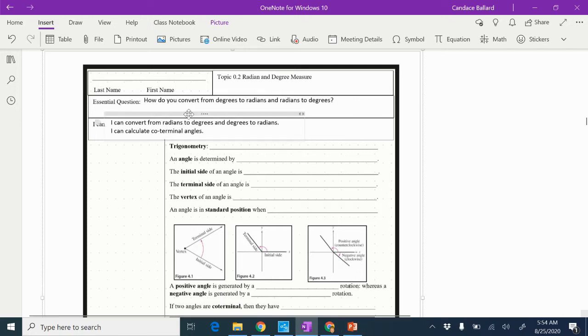So you want to begin your notes by writing down your essential question and your I can statement. So our essential question today is, how do you convert from degrees to radians and radians to degrees? Your I can statements, so these are things you should be able to do by the end of the lesson, is I can convert from radians to degrees and degrees to radians, and I can calculate coterminal angles.